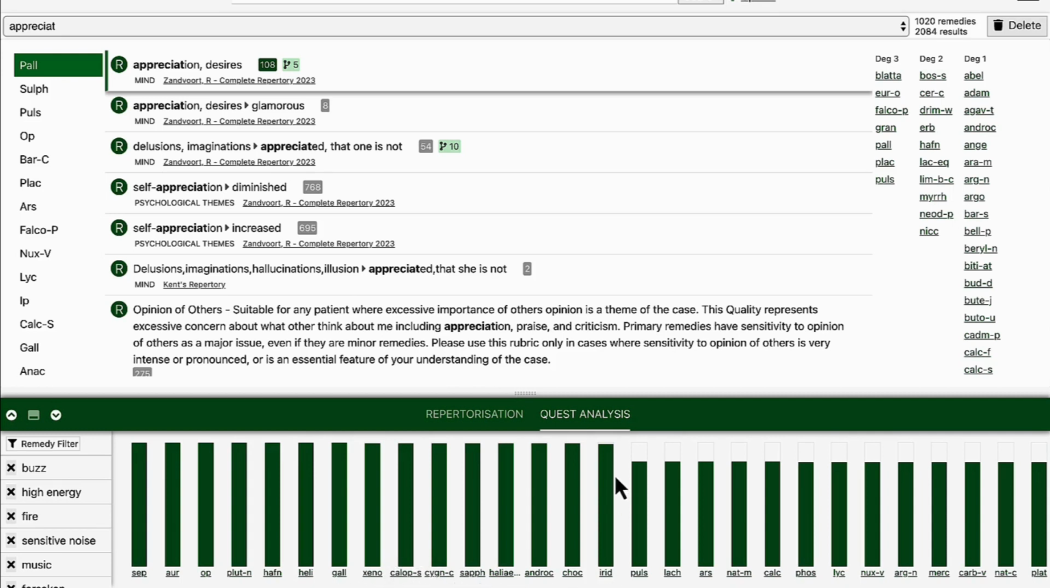And so you have Sepia, Aurum, Opium, Plutonium, Nitricum, Hafnium, Helium, Gallium, Xenon, Calopteryx, Cygnus, which is a swan, Sapphire, Heliatis, Androctonus, Chocolate, and Iridium. These cover most of the symptoms.